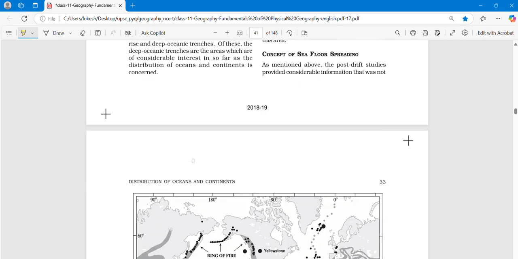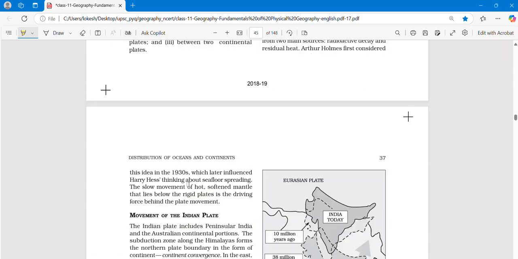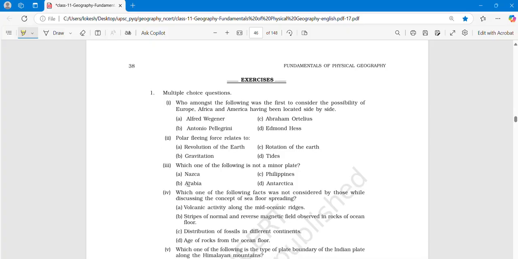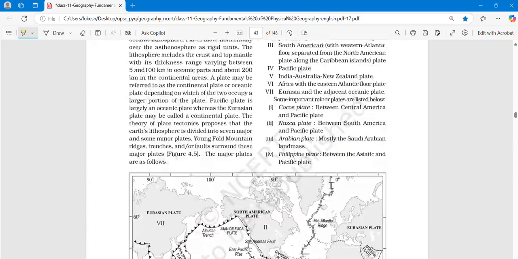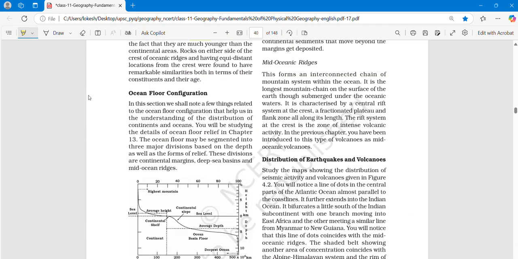Oceanic floor configuration. Man, how long is this? I've been speaking continuously. Lots of things. Okay, let's come back.